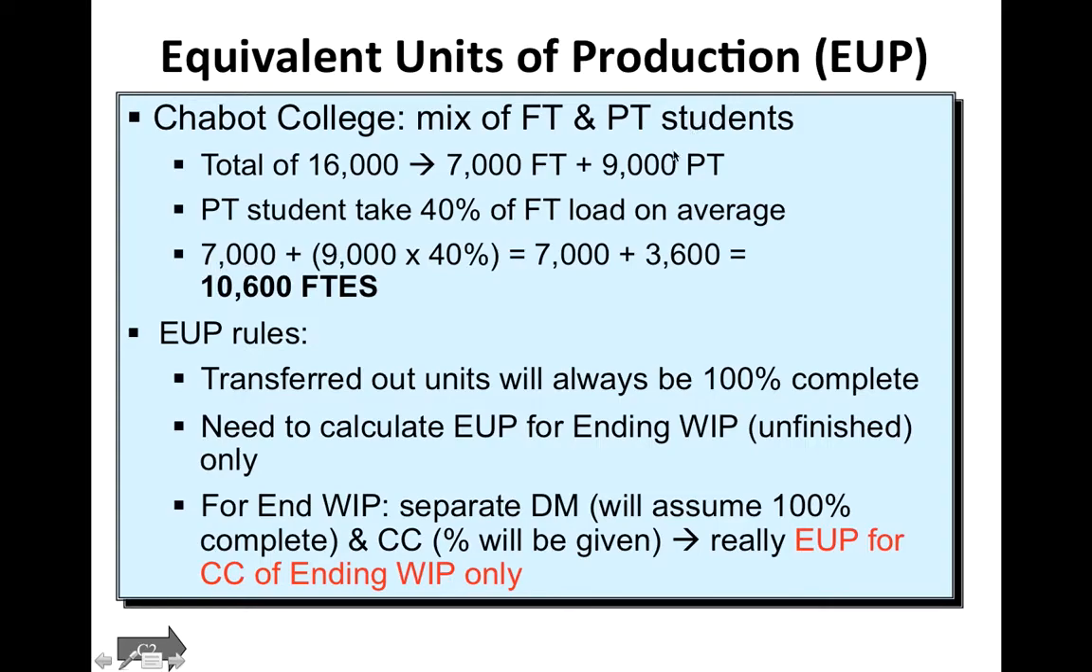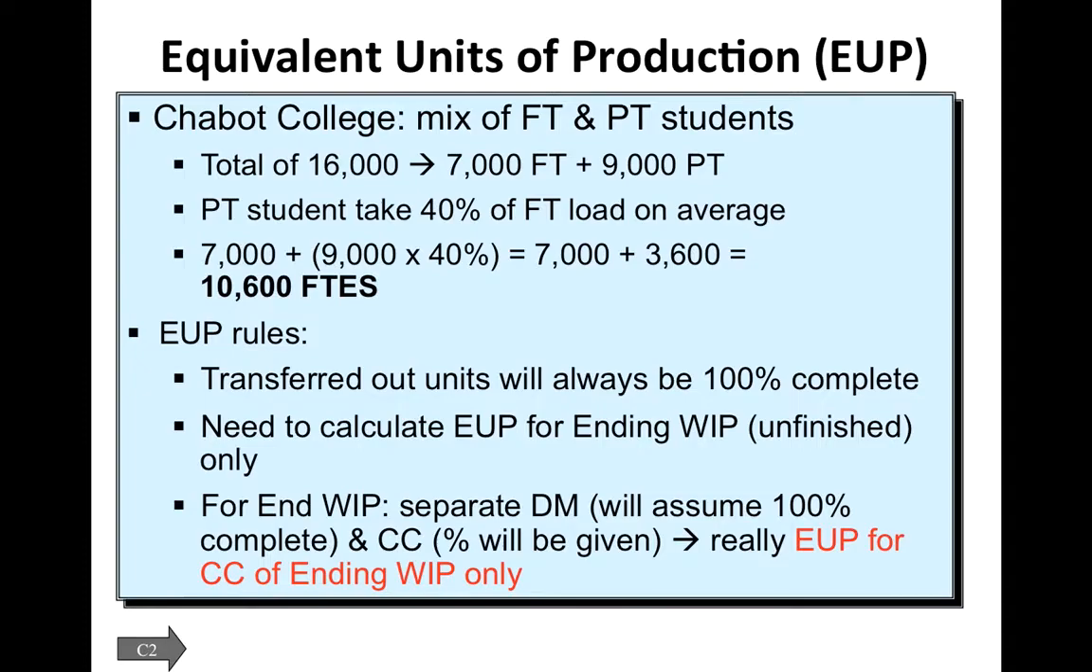Even though there are 16,000 students, we report to the state 7,000 full-time students, and instead of 9,000 part-timers, they are 40% equivalent to full-time students, which equals 3,600. So together, we report that we have 10,600 full-time equivalent students. It's not really 16,000 heads. 16,000 heads or people are equal to 10,600 full-time equivalent students. So if everybody was taking a full-time load, it would be equal to 10,600 students.